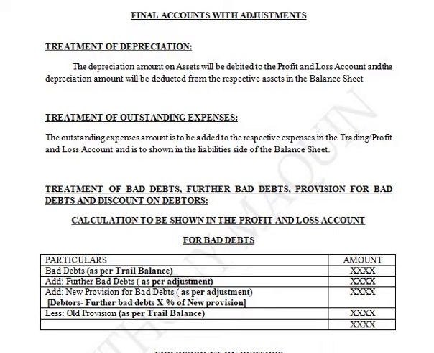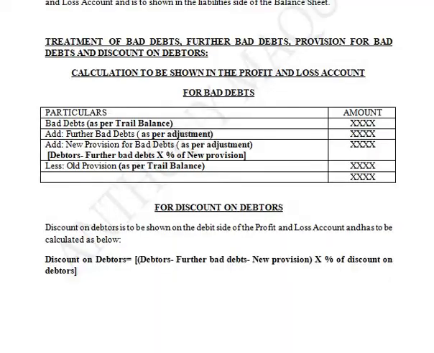So remember, this is a full format, but the adjustment has to be made according to the information given in the problem. So the next one is discount on debtors. Remember, discount on debtors will be calculated if information is given in the problem. This discount on debtors will be shown on the debit side of the profit and loss account. So how to calculate the discount on debtors? Remember, you have to take debtors, then minus further bad debts if any, then minus the new provision, then take the percentage of discount on debtors, and whatever amount you got has to be shown on the debit side of the profit and loss account.